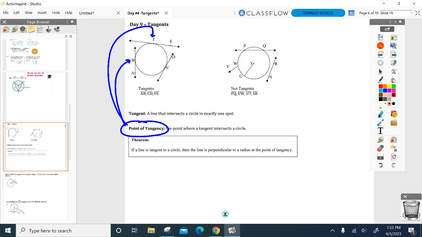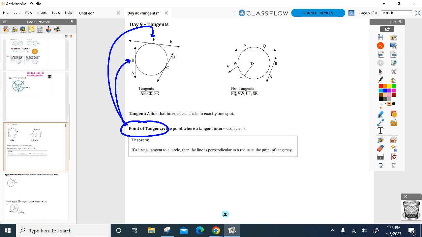RS. Why is RS not a tangent? It doesn't even intersect. How about PQ? Yeah, it intersects twice. We said once and only once. There's no wiggle room there. All right, let's get controversial here. TU. Why is that not a tangent?